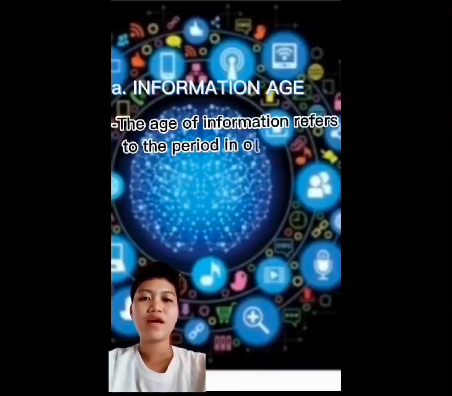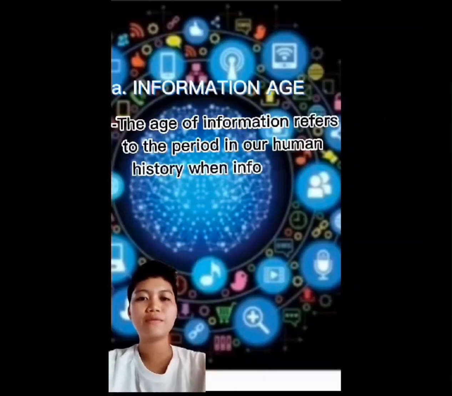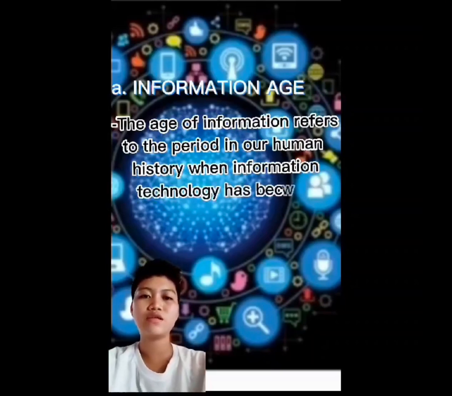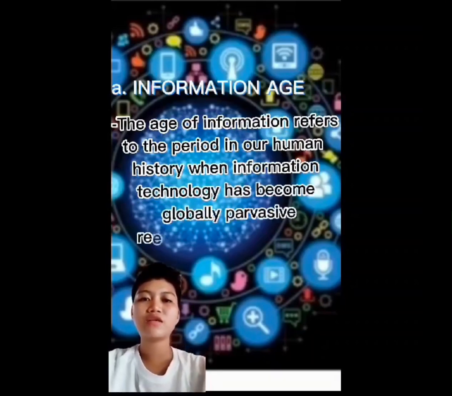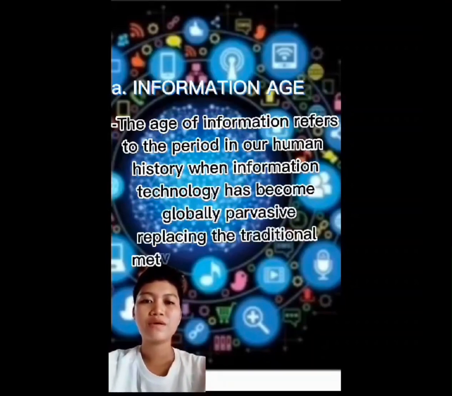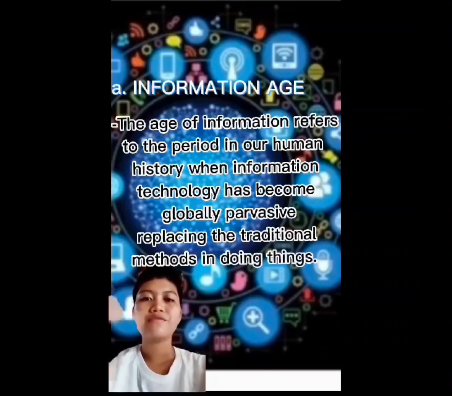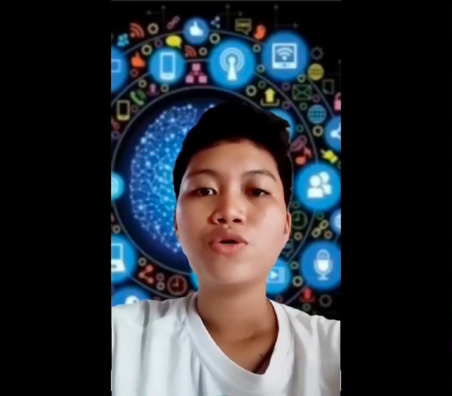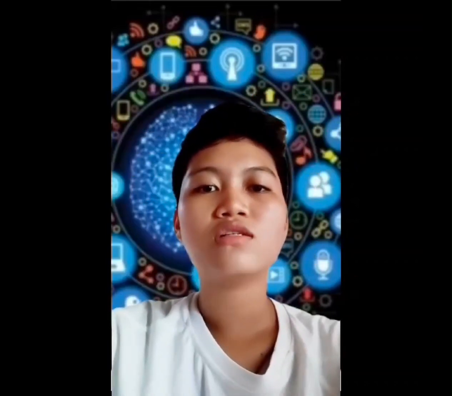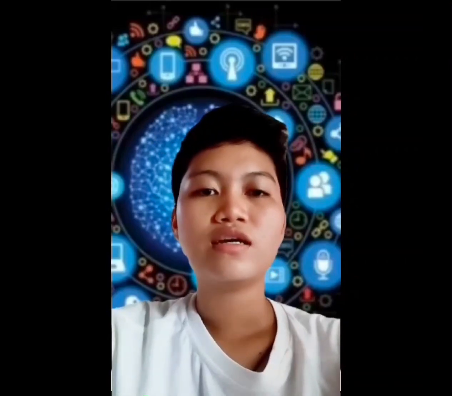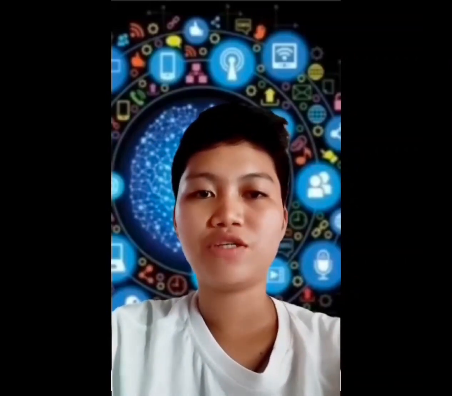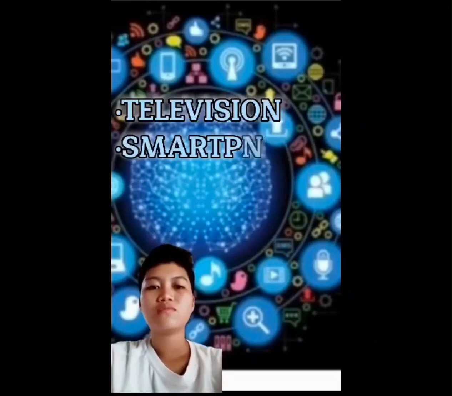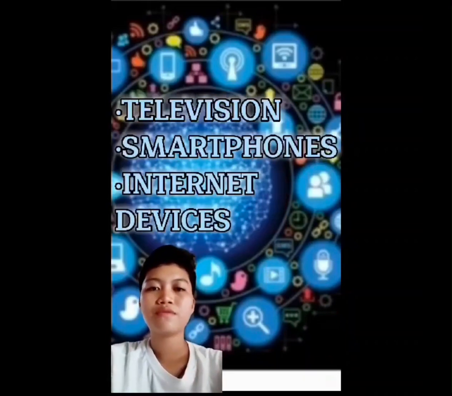Information age. The age of information refers to the period in our human history when information technology has become globally pervasive, replacing the traditional methods of doing things. Humans are surrounded on all sides by technology claiming to supply information: television, smartphones, and internet devices.